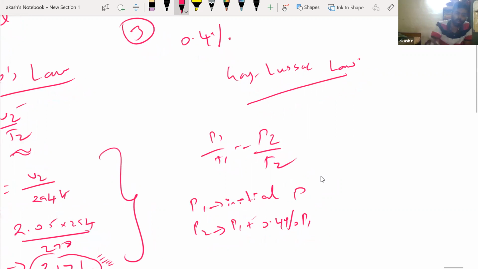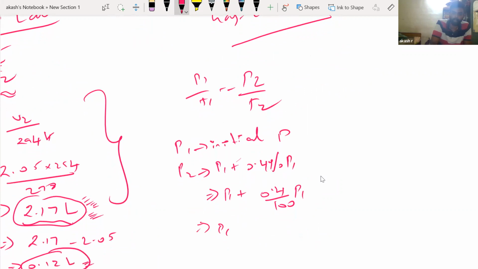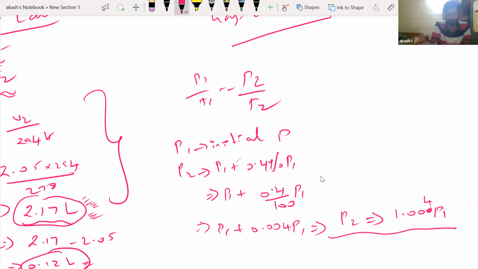Right? Okay. Now how can I write this? I can write this as P1 divided by 0.4 divided by 100 into P1. Sorry, divided by 100 into P1. So that is nothing but P1 plus 0.004 P1. Already 2 more points. So you will be getting the P2 value as 1.004 P1, only 2 zeros for P1. That is the final pressure now.